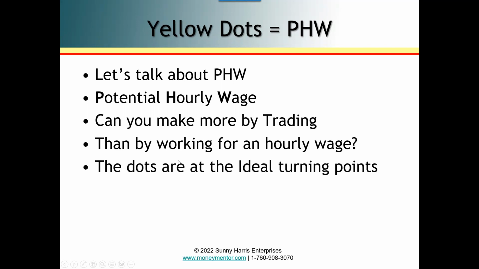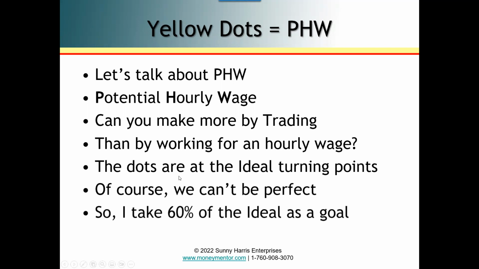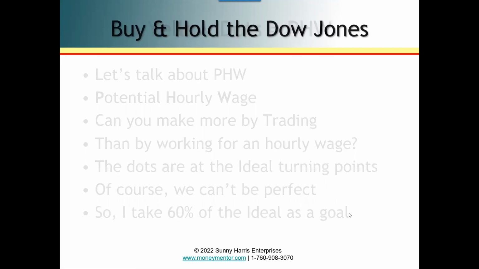The dots are the ideal turning points. They're not necessarily the points that we could catch, but they are the ideal points. And we can't be perfect. So I just take 60% of the ideal as my goal. So if the ideal profit is 200,000, we would take 60% to get our $120,000 out of that goal.